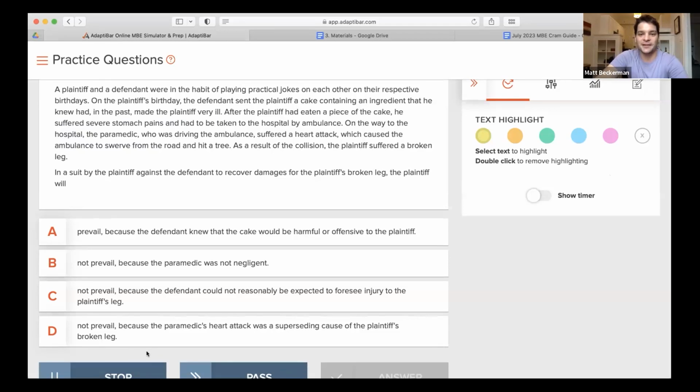After the plaintiff had eaten the cake, he suffered severe stomach pains and had to be taken to the hospital by ambulance. On the way to the hospital, the paramedic who was driving the ambulance suffered a heart attack, which caused the ambulance to swerve from the road and hit a tree. As a result of the collision, the plaintiff suffered a broken leg. So will the plaintiff prevail because the defendant knew that the cake would be harmful or offensive to the plaintiff? Not prevail because the paramedic was not negligent? Not prevail because the defendant could not reasonably be expected to foresee injury to the plaintiff's leg? Not prevail because a paramedic's heart attack was a superseding cause of the plaintiff's broken leg.